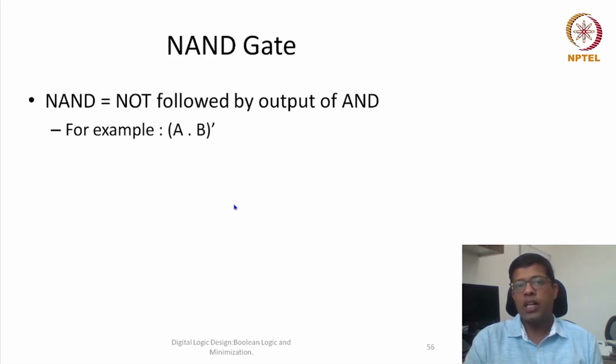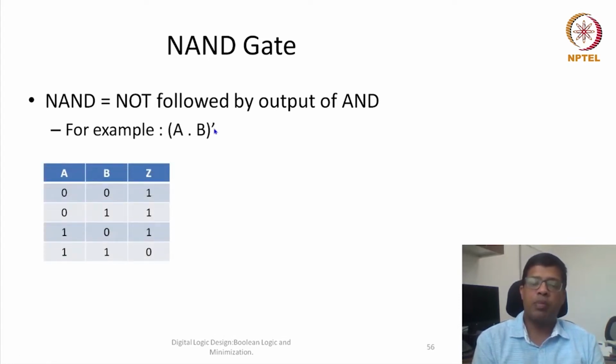Okay, so these were the two new gates which we have introduced. The other gate is the NAND gate. A NAND gate means the output of an AND gate is followed by an inverter. Let's say A and B are the two input variables, they are ANDed. If their output is inverted, that is a NAND gate. So the truth table is whatever the truth table of the AND gate is, inverted; wherever 0 is there, it is replaced by 1.